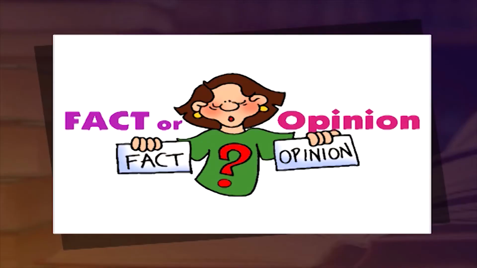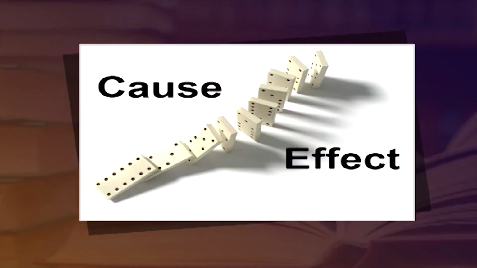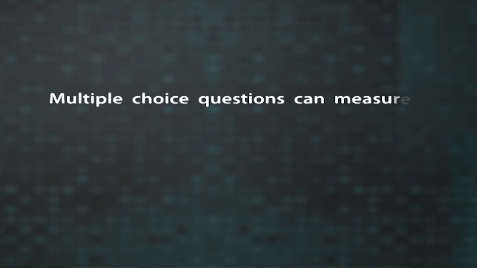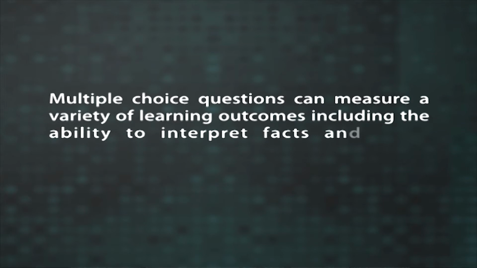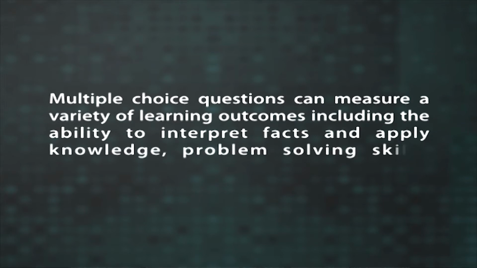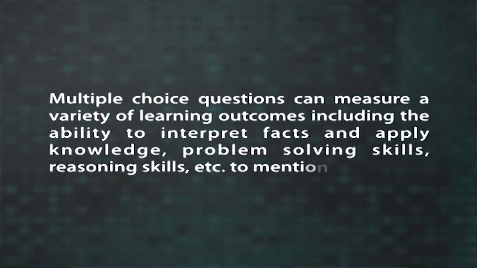Alternate response type questions help evaluators measure the ability of students to identify the correctness of facts. They can also be used to measure the ability of students to distinguish fact from opinion, understand concepts and recognize cause-effect relationships. Multiple choice questions can measure a variety of learning outcomes, including the ability to interpret facts and apply knowledge, problem solving skills, reasoning skills, etc., to mention a few.